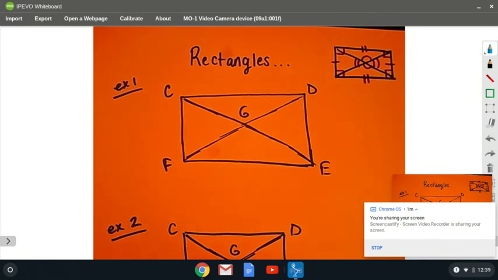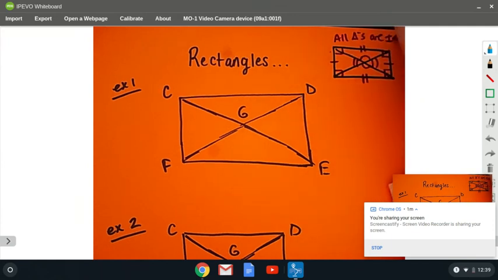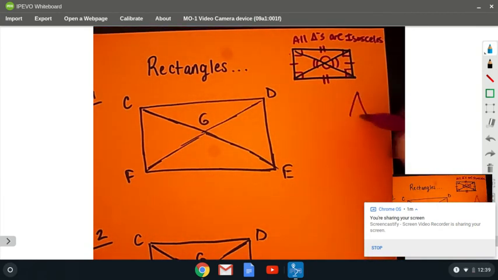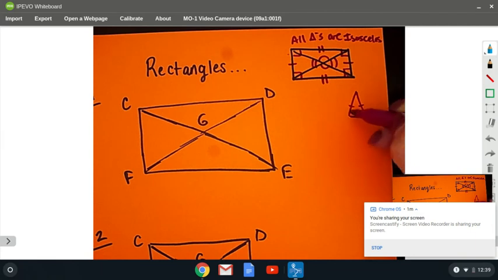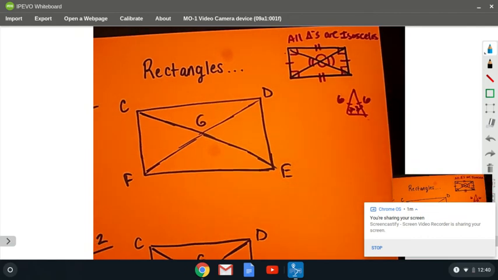I can also tell you that all of these triangles, there's 4 triangles in this picture, here, here, here, here. All triangles are isosceles. Which you guys should know, an isosceles triangle, 2 sides are equal, base angles are equal. So if this is 6, then this is 6. If this angle is 30, then this angle is 30. And then we could find the last angle by knowing that they all add to 180. So those are just some quick things we can label here.